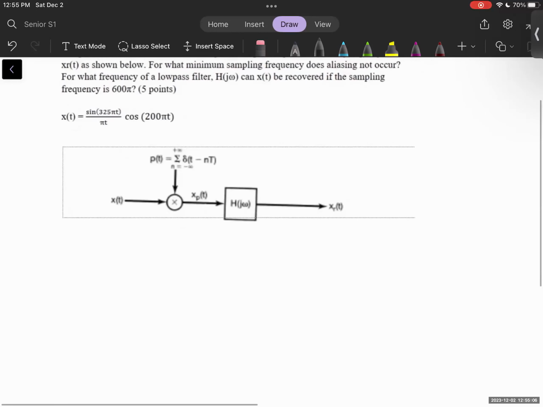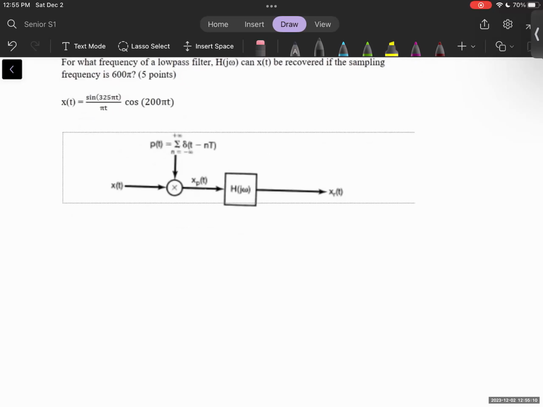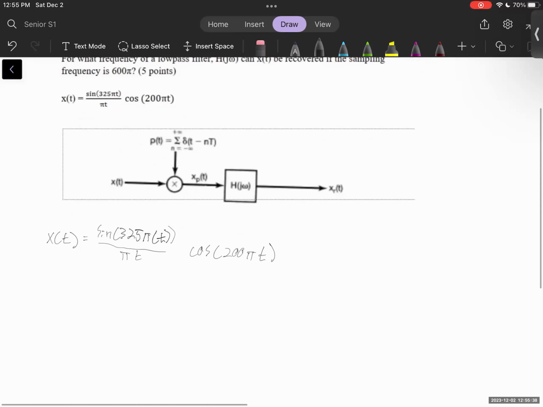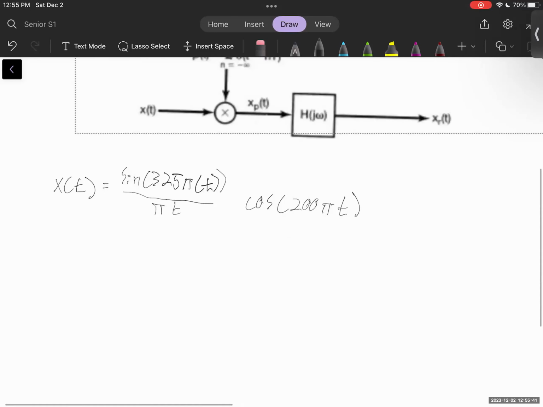So we take our x of t, and we're going to apply the Fourier transform to it, right? Or actually, first, let's redefine our x of t. We write this out. All right, so we have our x of t, and our x of t is really two functions that are multiplied together, right? So in order to find the maximum frequency of this overall function, we want to find the maximum frequency of each individual function and then apply the bandwidth rules to this.